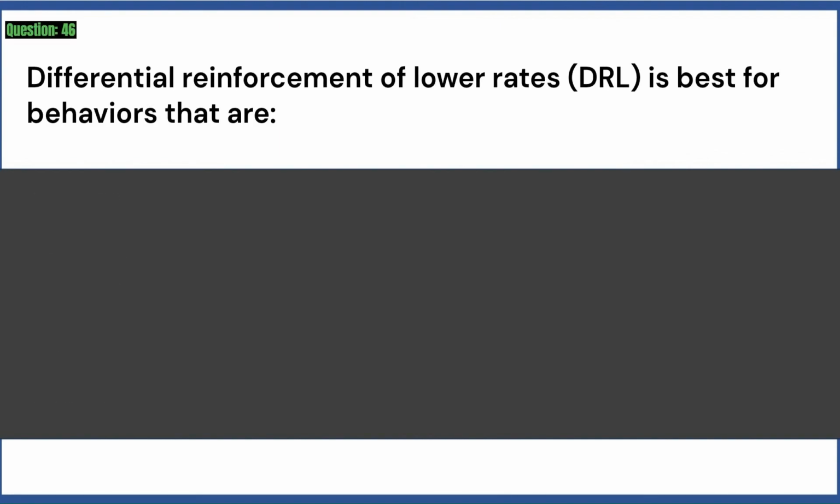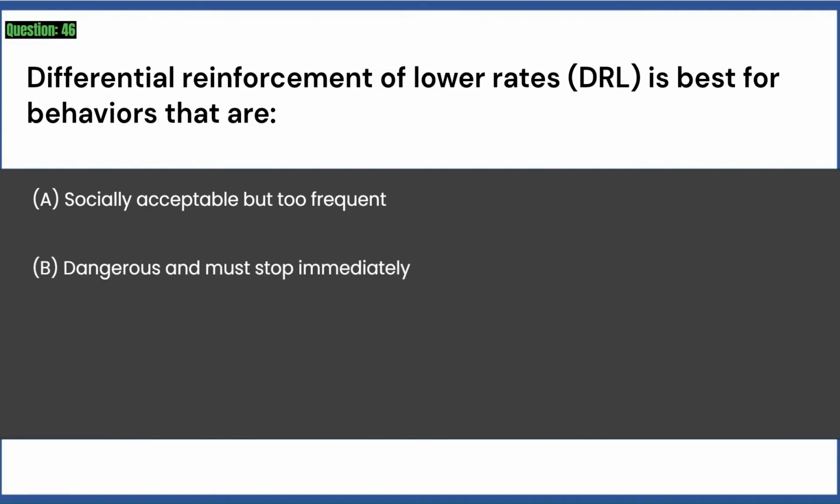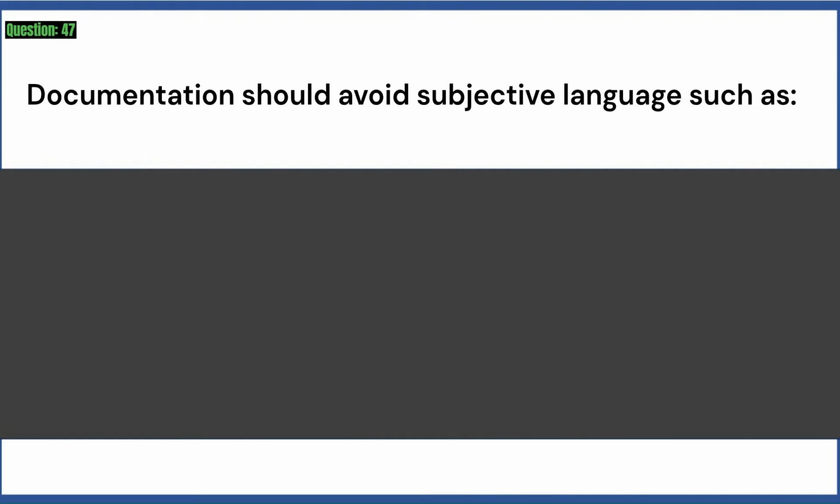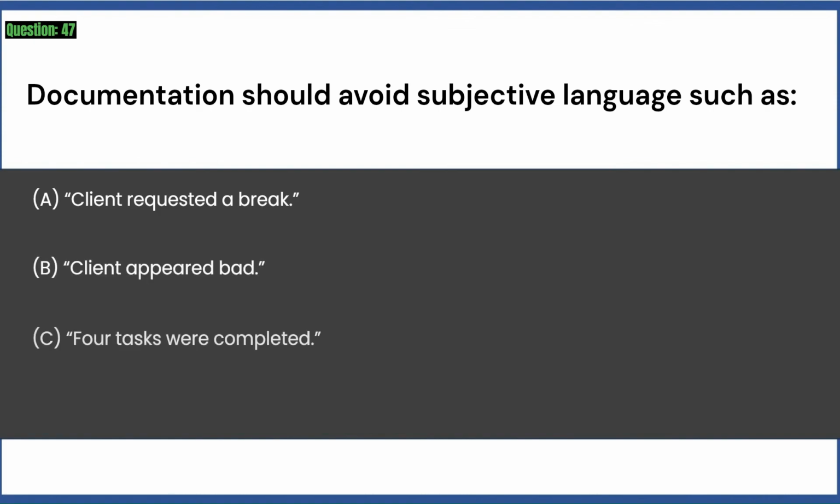Differential reinforcement of lower rates, DRL, is best for behaviors that are A. Socially acceptable but too frequent. B. Dangerous and must stop immediately. C. Sensory maintained. D. Severe aggression. Answer A. Socially acceptable but too frequent. Documentation should avoid subjective language such as A. Client requested a break. B. Client appeared bad. C. 4 tasks were completed. D. Tantrum lasted 90 seconds. Answer B. Client appeared bad.